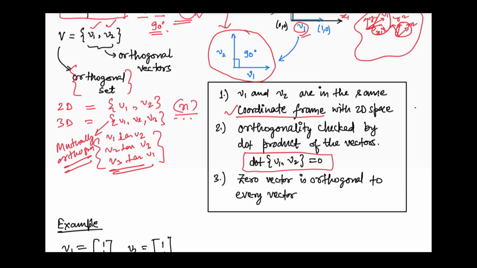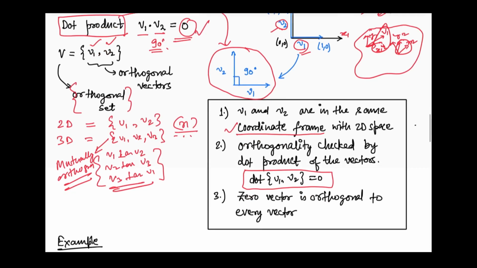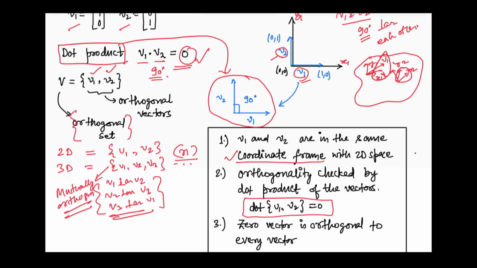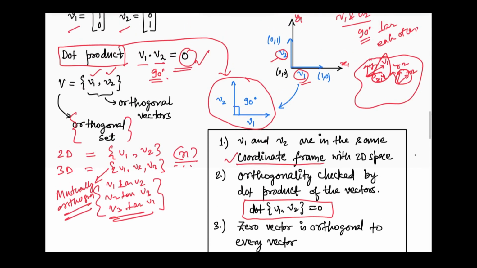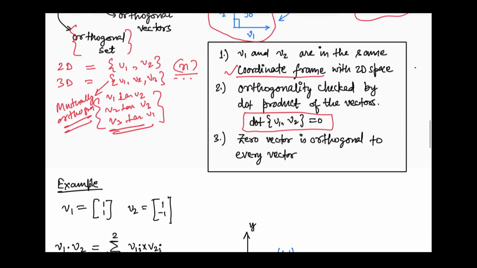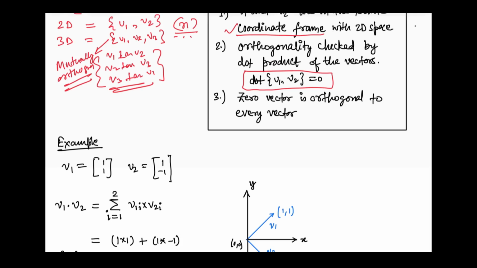We may not have a graphical representation of the vectors, and we may not be able to clearly state whether the angles are 90 degrees or not just by looking at a graphical representation, especially above three dimensions. So in that case, we simply find the dot product of the vectors presented in any space, and if it comes out to be 0, then those vectors are orthogonal to each other. That means they are perpendicular to each other, or they form 90 degrees between each other.